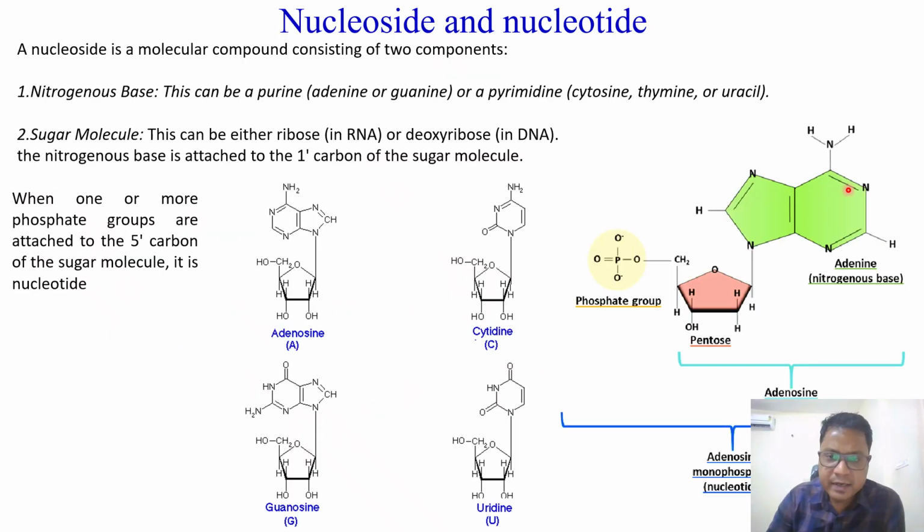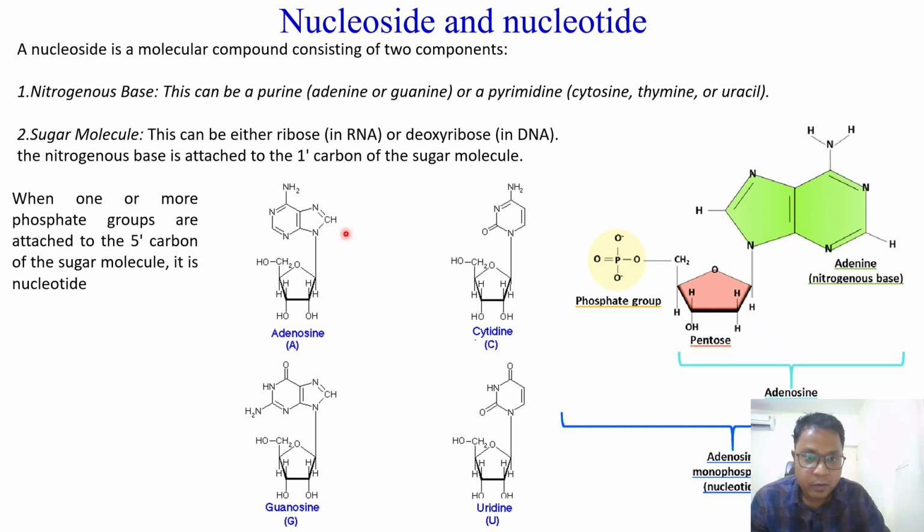So what are nucleoside and nucleotide? Let us discuss. A nucleoside is a molecular compound consisting of two components: a nitrogenous base, which can be a purine, adenine or guanine, or a pyrimidine base, cytosine, thymine or uracil, and a sugar molecule. This is ribose sugar in RNA and deoxyribose sugar in DNA. The nitrogenous base is attached to the 1' carbon of the sugar molecule. When one or more phosphate groups are attached to the 5' carbon of the sugar molecule, it is called a nucleotide.